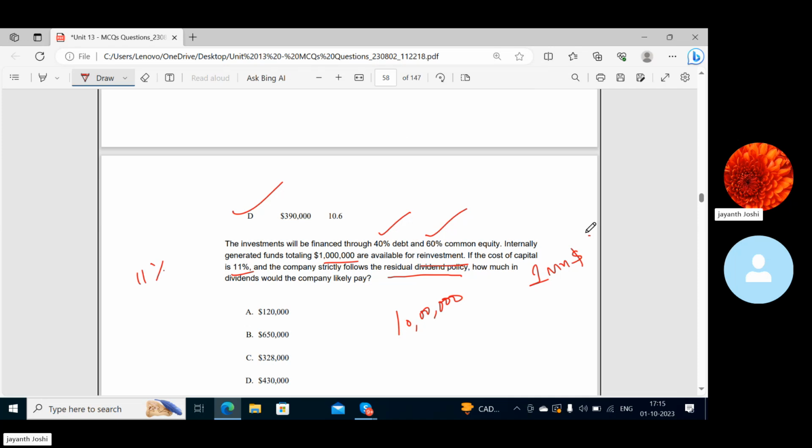So residual dividend policy is nothing but, they clearly are saying investments will be financed through 40% debt and 60% equity. So we are concerned with this, and they have this much funds available for reinvestment. That means they will be using the money out of this for investment purpose. Correct?